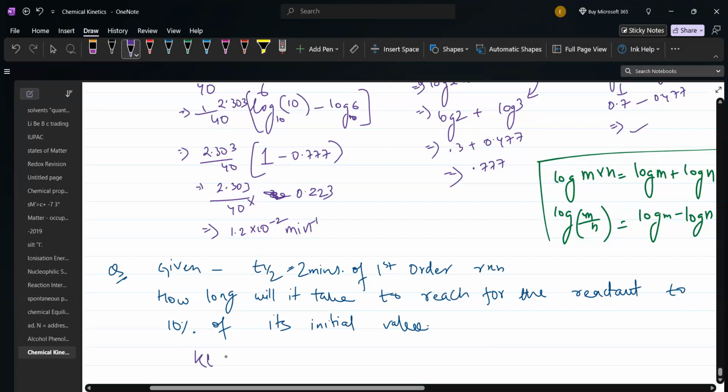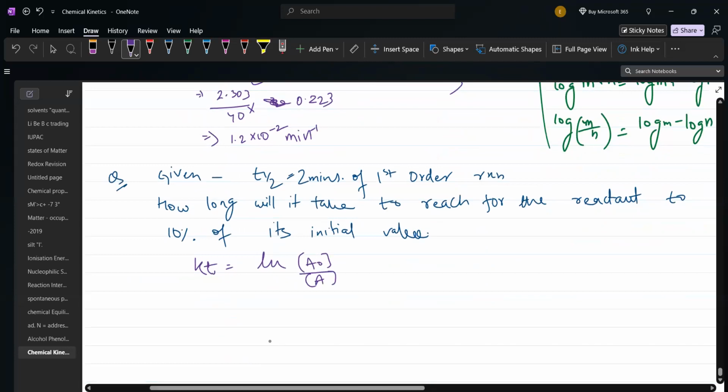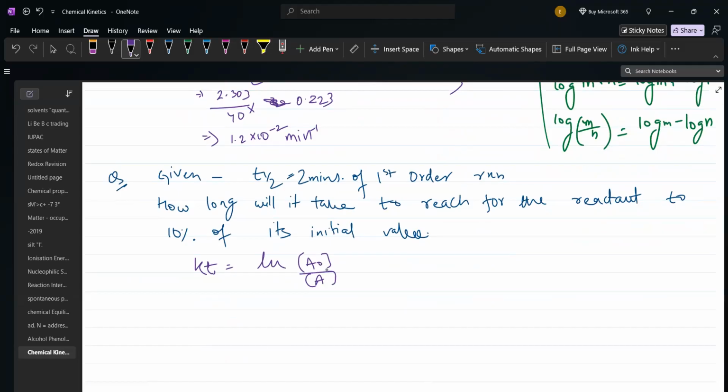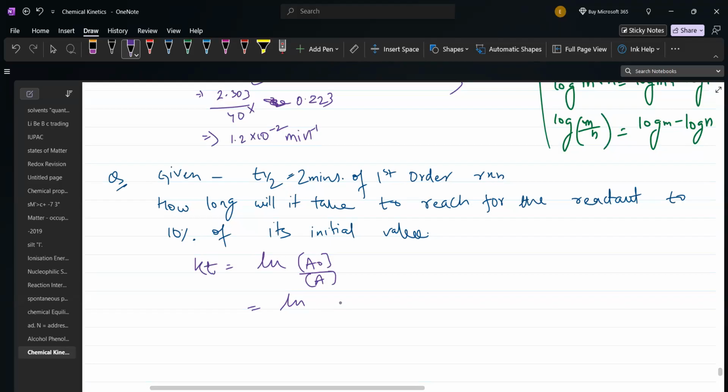Again, you have to apply this formula only. Kt is equal to ln A naught upon A. Can you see the value of K is not given? The t is also not given. A and A naught is okay, you will put here x and here 0.1x. The value of K and t both are not given. What shall you do? What do you think?